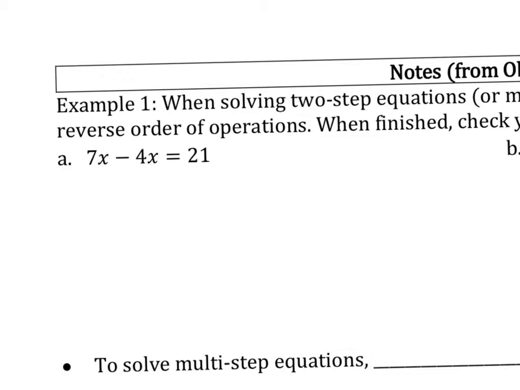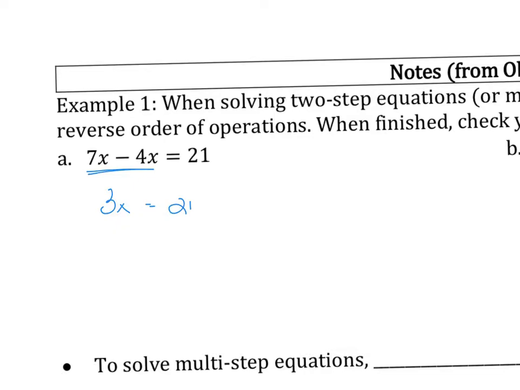The first thing you always want to do when you're solving an equation is make sure that both sides of the equation are simplified. That means, if you remember from Unit 1, that you have to distribute all parentheses and add all like terms. So 7x and negative 4x are like terms, so we're going to go ahead and combine those. 7 minus 4 gives us 3x. That right side doesn't have anything to simplify, so it stays as 21.